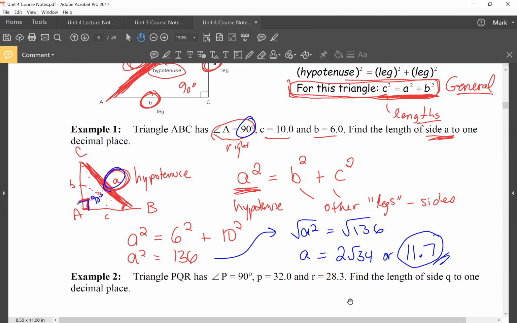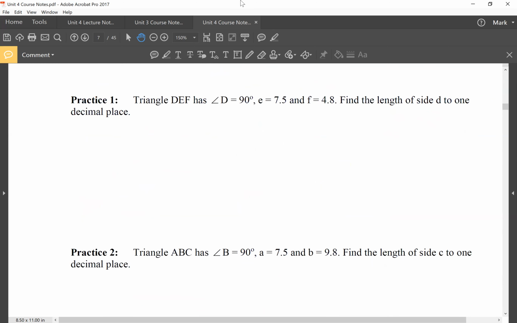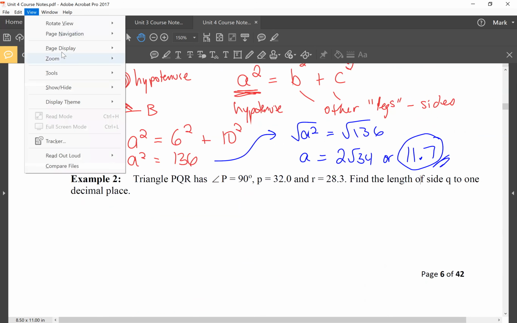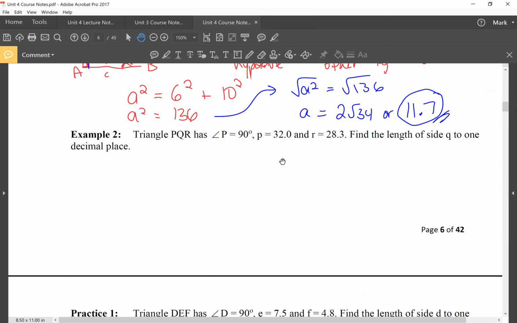Let me show you another one, and this will make sense. That was a very good question, actually. Oh, hold on, view, page display. So, Mr. Mark, in this question, we found the length of A. Yep, a small. Yes, we did.